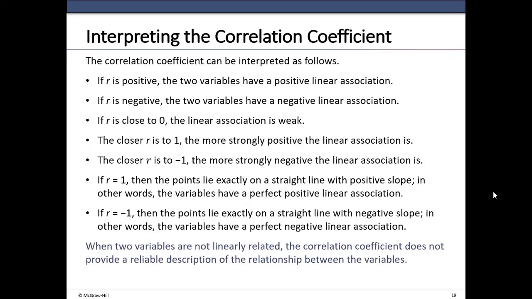Okay. If R is positive, the two variables have a positive linear association. If R is negative, the two variables have a negative linear association. If R is close to 0, the linear association is weak. The closer R is to 1, the more strongly positive the linear association is. The closer R is to -1, the more strongly negative the linear association is. If R is equal to 1, the points lie exactly on a straight line with positive slope. In other words, the variables have a perfect positive linear association. Similarly, if R is equal to -1, then the points lie exactly on a straight line with a negative slope. In other words, the variables have a perfect negative relation.